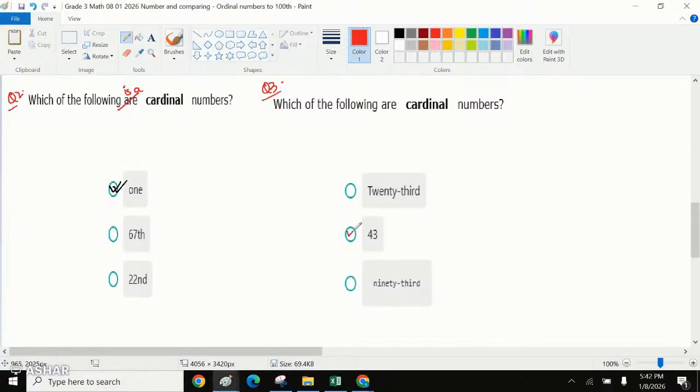This is 43. 43 is a cardinal number, because cardinal numbers are generally general numbers, whereas ordinal numbers are telling us the position, right?